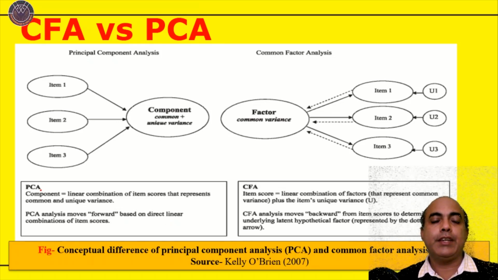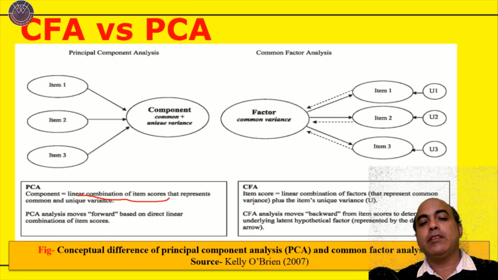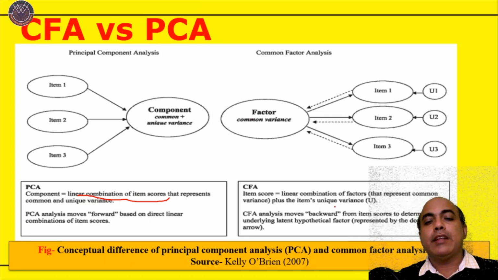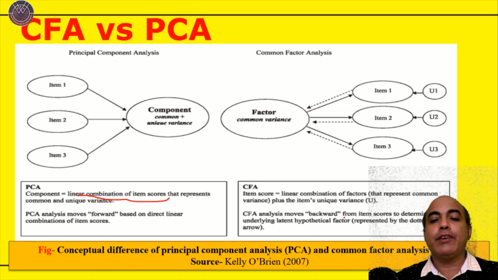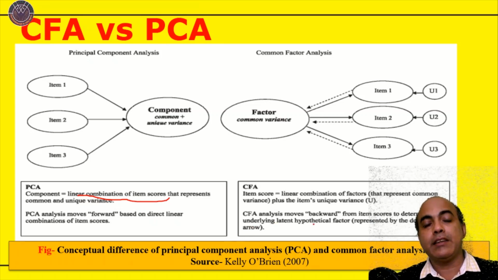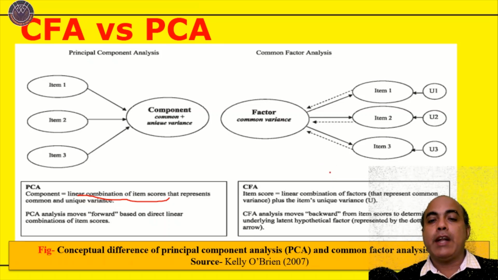You can see that in this particular diagram, these components are derived from the items, which are linear combinations of item scores, and PC analysis moves forward based on direct linear combination of item scores. But in common factor analysis, we first try to get the factors. So the item score is a linear combination of factors plus the item's unique variance. Because it is based on common variance only, you get the factors based on common variance, and thus the item scores are based on factors and their unique variance. So CFA moves backward from the item score to determine the underlying latent hypothetical factors, which are represented by the dotted line here. So you can understand.